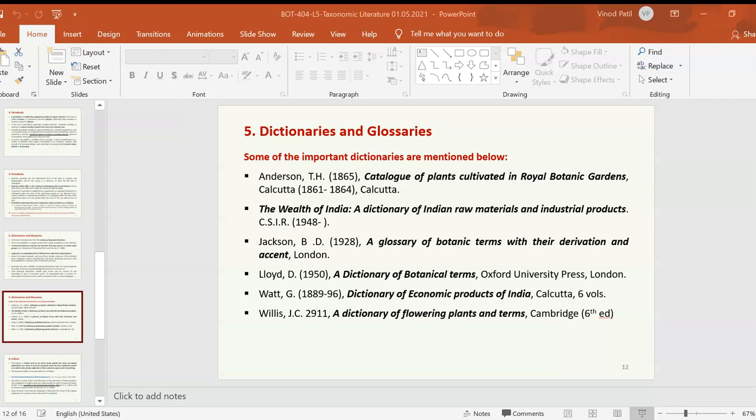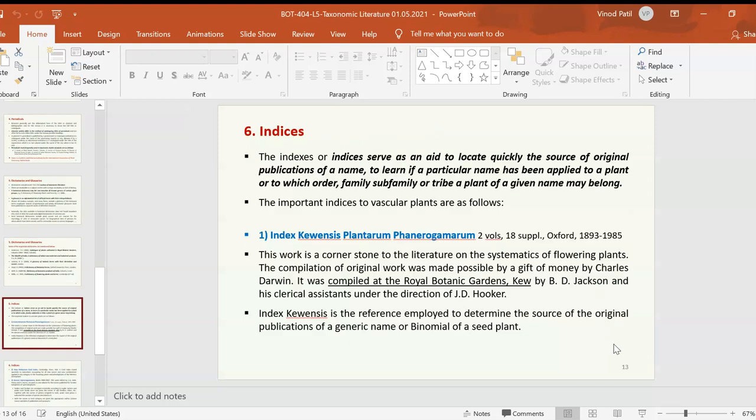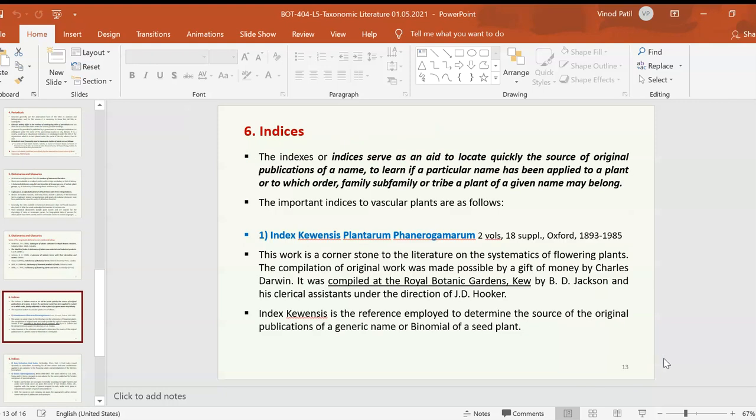Then Jackson's, a glossary of botanic terms with their derivation and accent. Then Lloyd's, a dictionary of botanical terms, which is of Oxford Press. Then Watt, a dictionary of economic products of India, a dictionary of flowering plants and terms. So these are the common types of dictionaries which can be taken as a reference or standard by the academies.